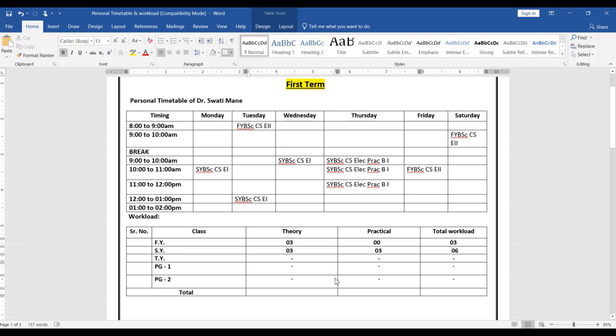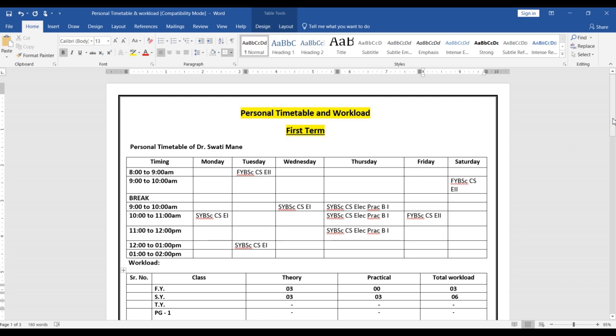Now from this workload table I can calculate the actual workload of theory papers. So here it is 3 plus 3, it is 6, and for practical it is 0 plus 3, that is 3. Now I can calculate my total workload as 6 plus 3, 9. So this is how I can calculate my total workload. So in this case it is 9. So this is how I can maintain the personal timetable and teaching workload in my teaching diary.